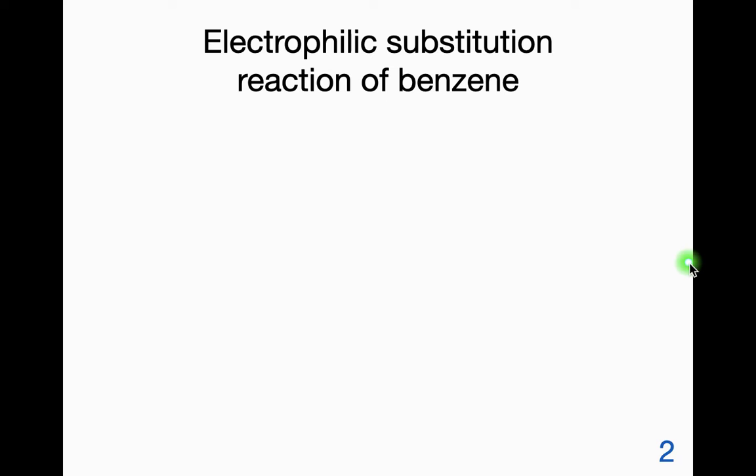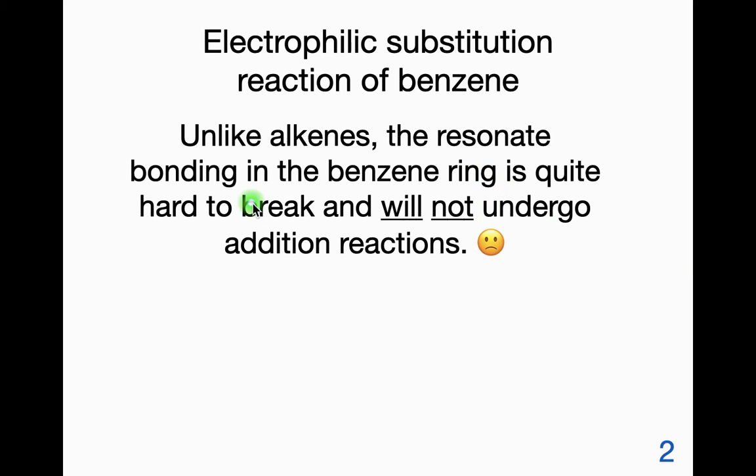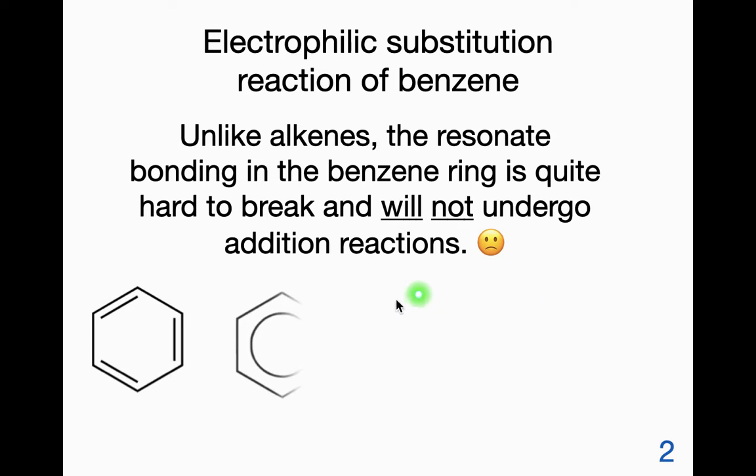Electrophilic substitution of benzene. Unlike alkenes, the resonance bonding in the benzene ring is quite hard to break and will not undergo addition reactions. If you were to look at the benzene ring as drawn like this, it would kind of look like you could just add across the double bond just like any other alkene. But we don't have that in benzene. We have resonance. The double bond, single bond is not what we have.